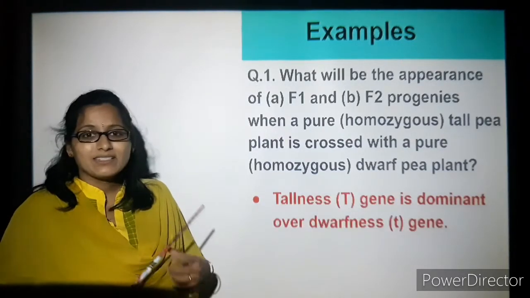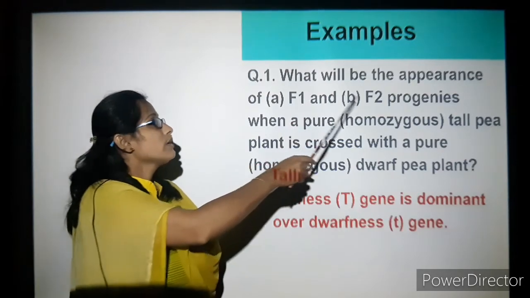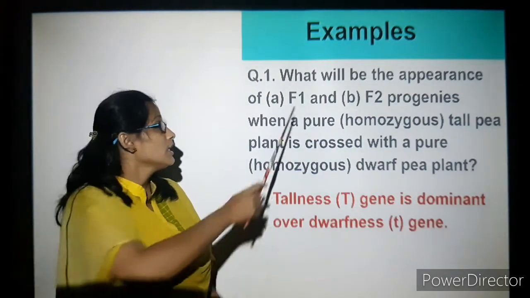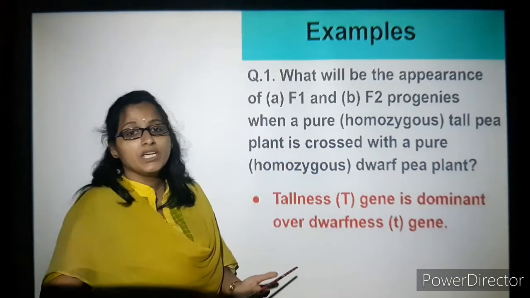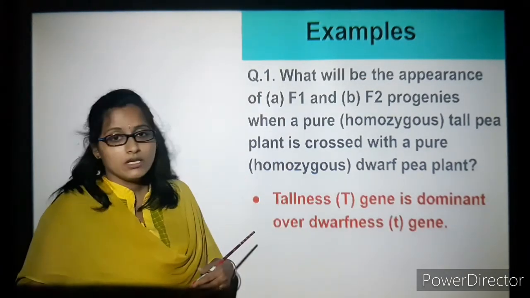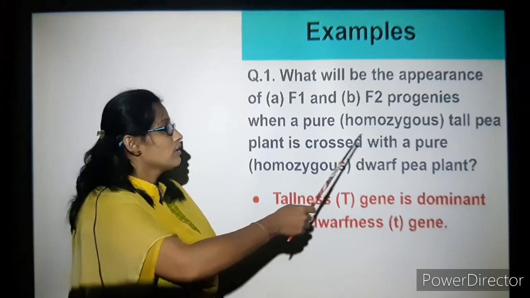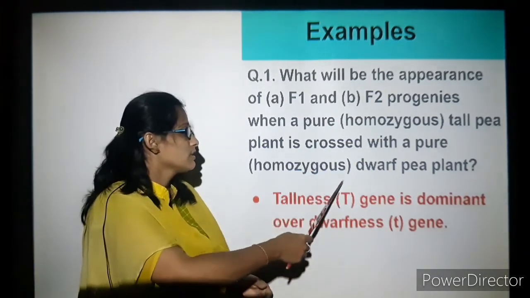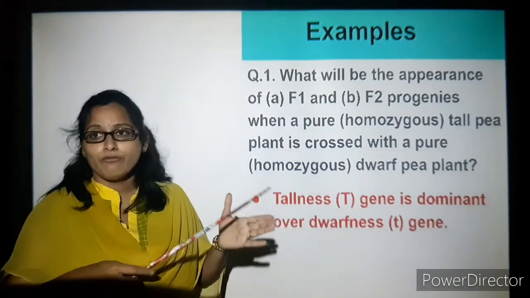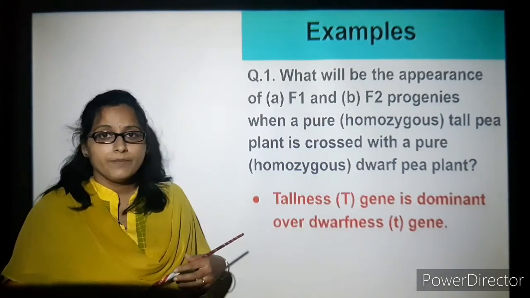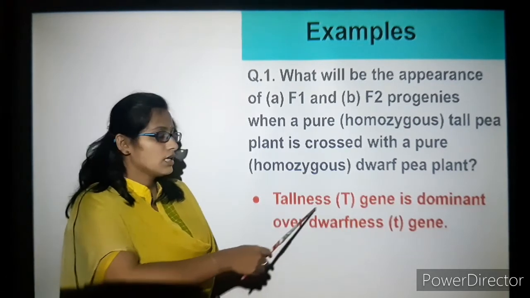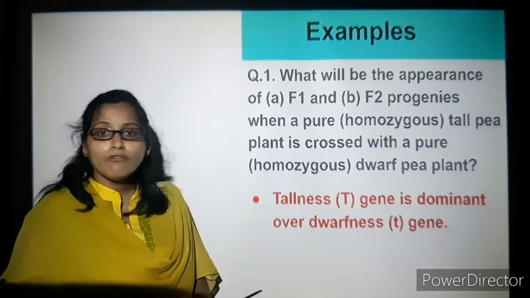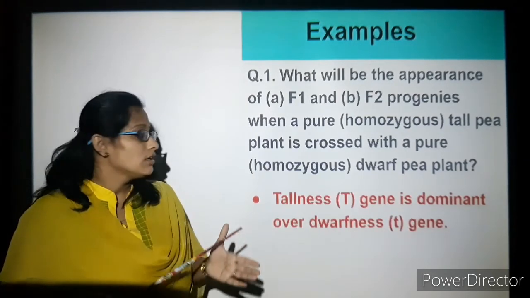So we will see one example about it. What will be the appearance of A, the F1, and B, the F2 progenies? So when a pure tall pea is crossed with a pure dwarf plant, what happens with the F1 and F2 progenies? So you can see that tallness, capital T here, is dominant, and dwarfness, small t, is recessive.